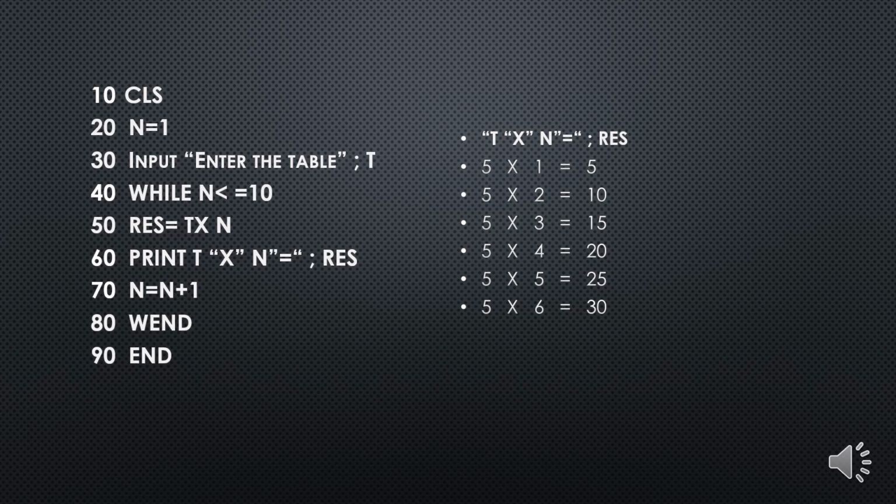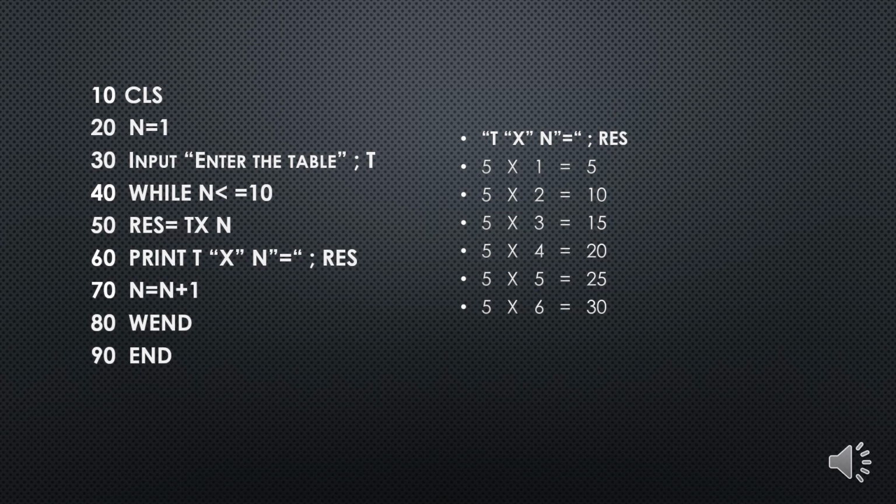You can see this formula is working in the side box. Look at the side box, their values are given: t multiplied by n equal to result. If we give the table 5 at line number 30, input enter the table, and we enter 5, so table 5 will be inserted and n has the value 1. 5 multiplied by 1 equal to 5. It will multiply and after calculation it will give us 5. Then look at line number 70.